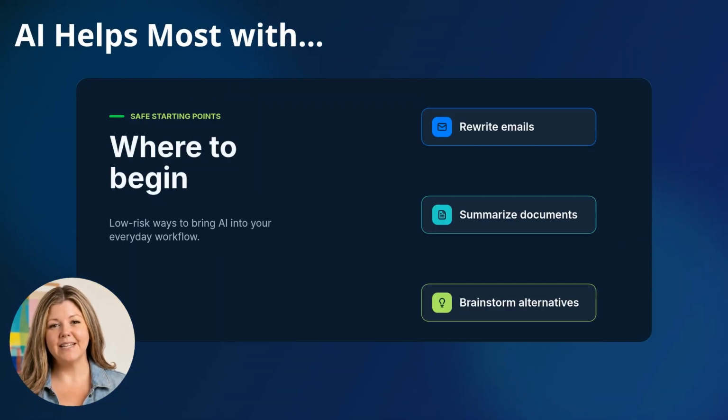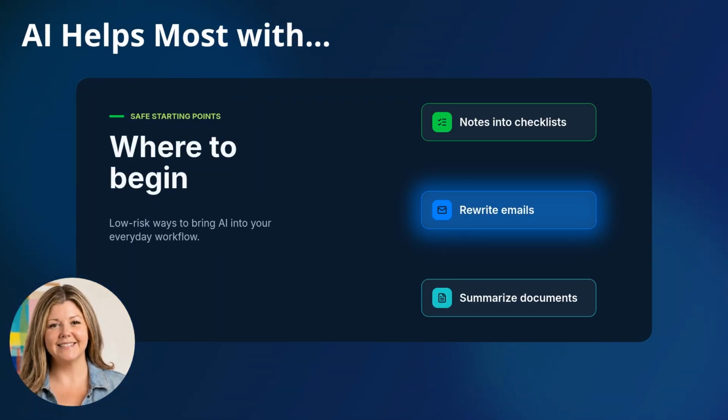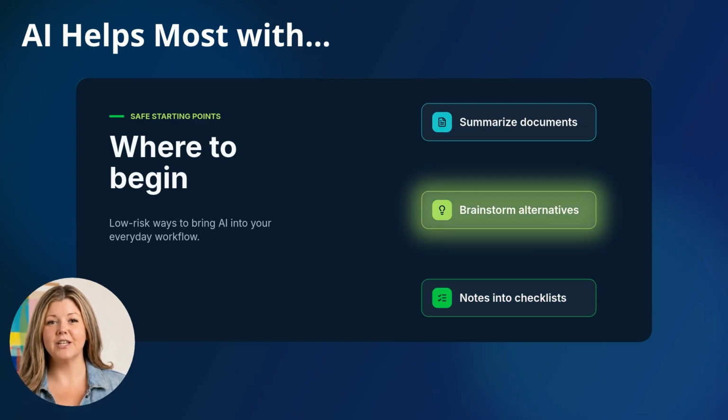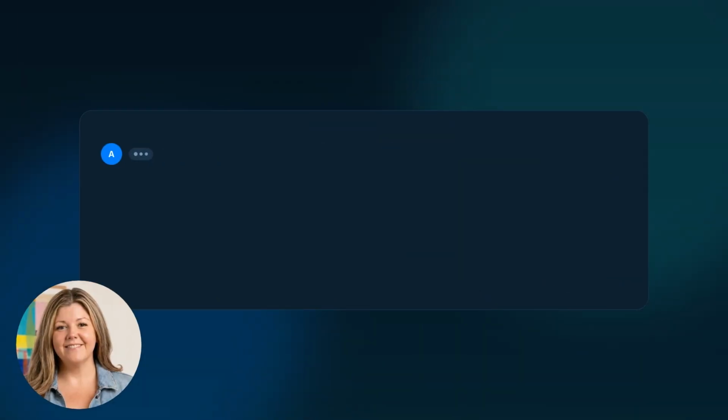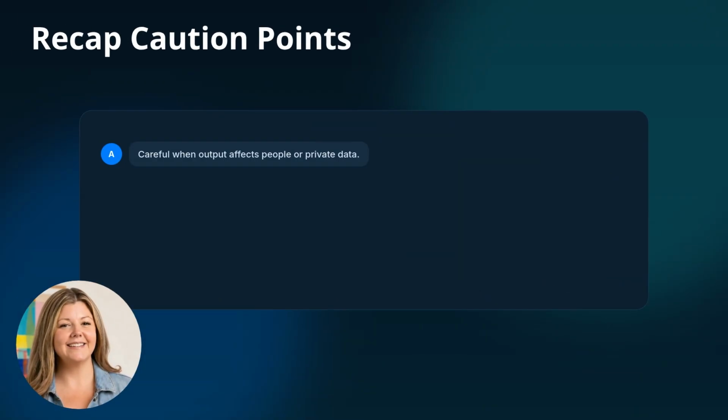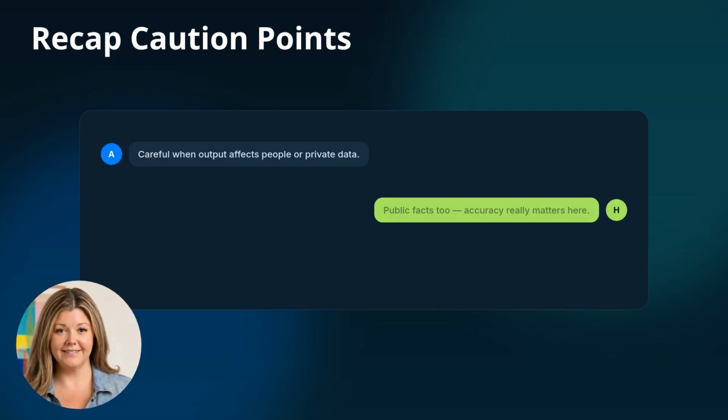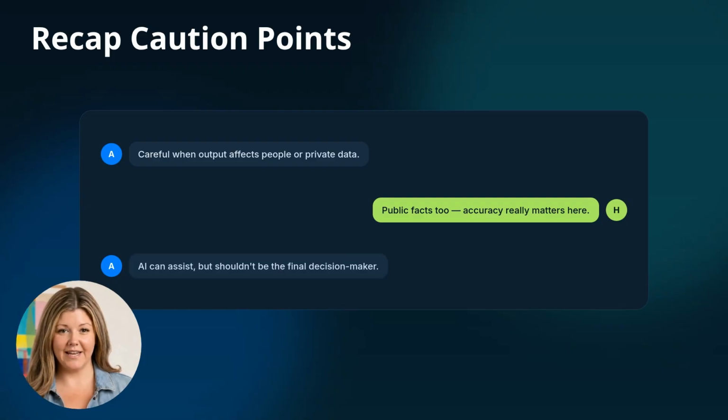As we recap, these are some of the places AI tends to help most. Drafting, summarizing, organizing information, and brainstorming are all strong starting points. The main caution points: AI can sound confident even when it's wrong. And the higher the stakes, the more you need human review, source checking, and judgment.